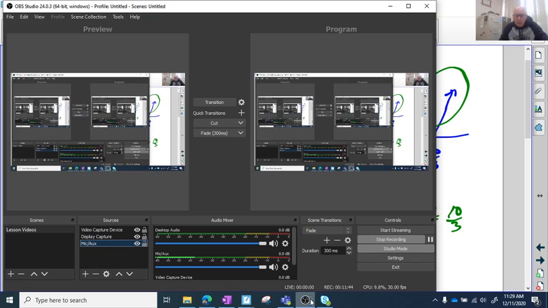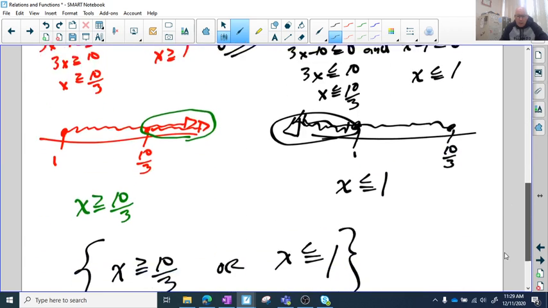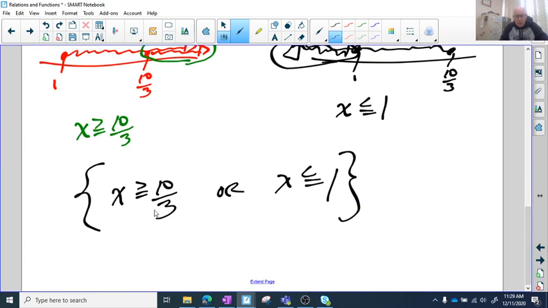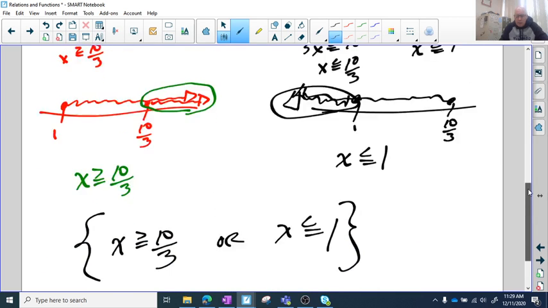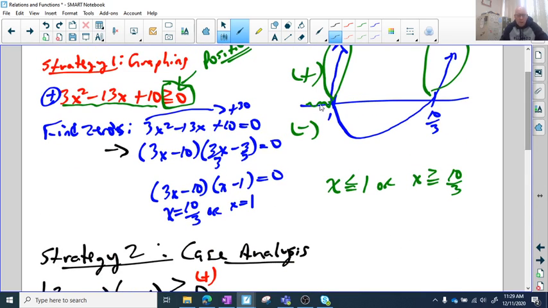So if I look here, when we did it the other way, we got x is less than or equal to 1, or x is greater than or equal to 10/3. If we look at case analysis, of course, we get the same answer. X is bigger than or equal to 10/3, or x is less than or equal to 1. So this is using what's called case analysis, and this would be using a sketch.